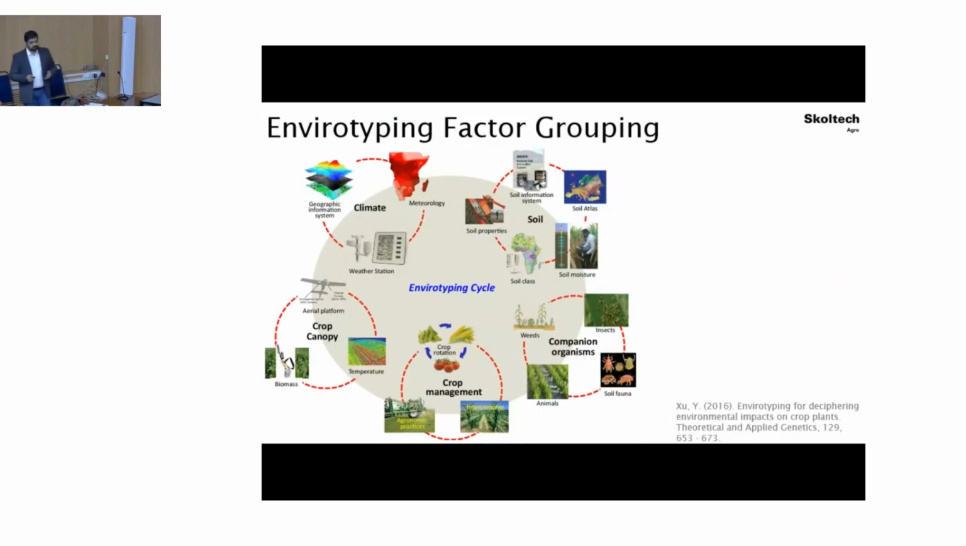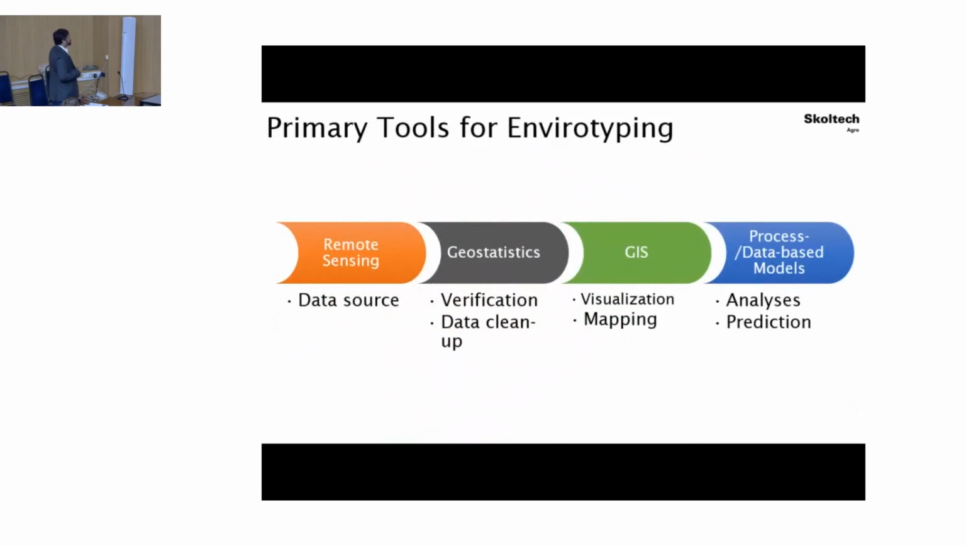Envirotyping as a field is pretty new. It is since 2015, 2016, around that. But a lot of the components that we use for envirotyping, we have been doing for a couple of decades now. But it's only now that we are sort of bringing them all together. And the primary tools for envirotyping are mainly remote sensing as the data source, geostatistics for verifying the data, cleaning up the data, things like that, GIS for visualization and mapping, and then the process or data-based models for the analysis and prediction.